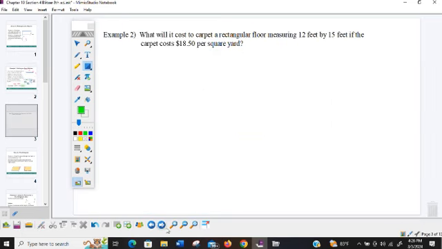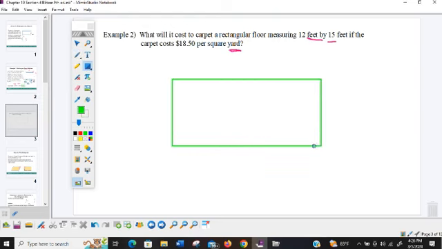Let's look at another one. Very common problem is the carpet problem. So for this one, it says, what will it cost to carpet a rectangular floor measuring 12 feet by 15 feet if the carpet cost $18.50 per square yard? Okay, so this is yard and this is feet. So we're going to have to address that. Always try and draw a picture if you can. Okay, so let's draw this.